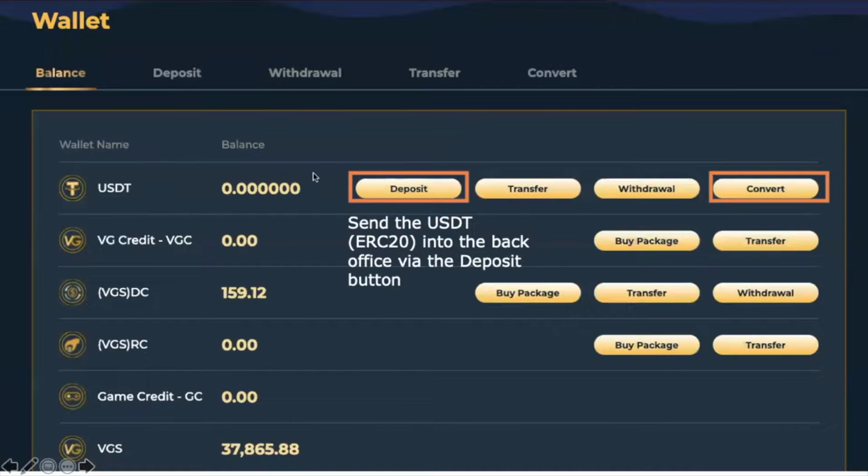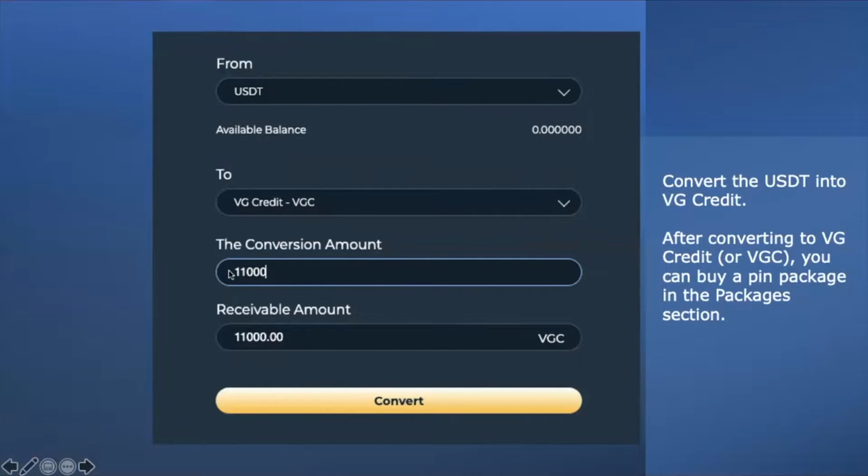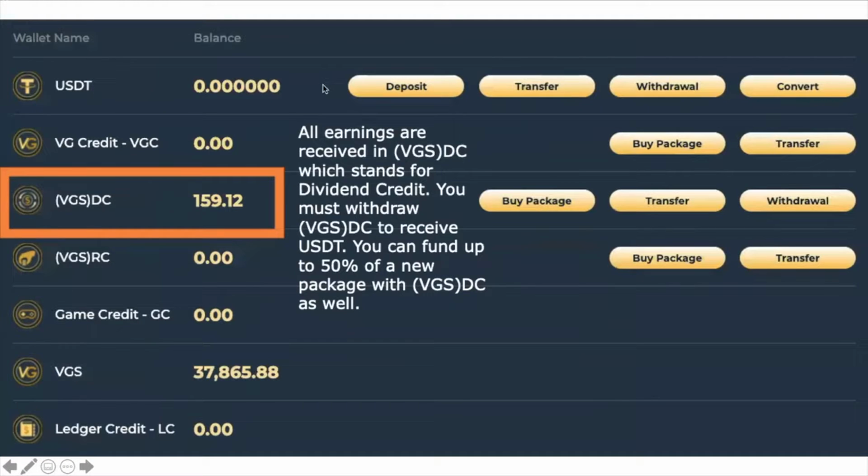But essentially what most people have done is they've deposited the USDT via this deposit button here. And then once the USDT arrives, ERC20, by the way, I just wanted to mention that, they convert it into VG credits. So if somebody's sending 11,000 USDT, they're converting it into 11,000 VGC. After converting to VG credits, the person can then buy a pin package in the package section of the back office. I go over that whole procedure in a different video, but you get the gist of it. So USDT comes in, converted into VG credit. That's what the first two wallets are for.